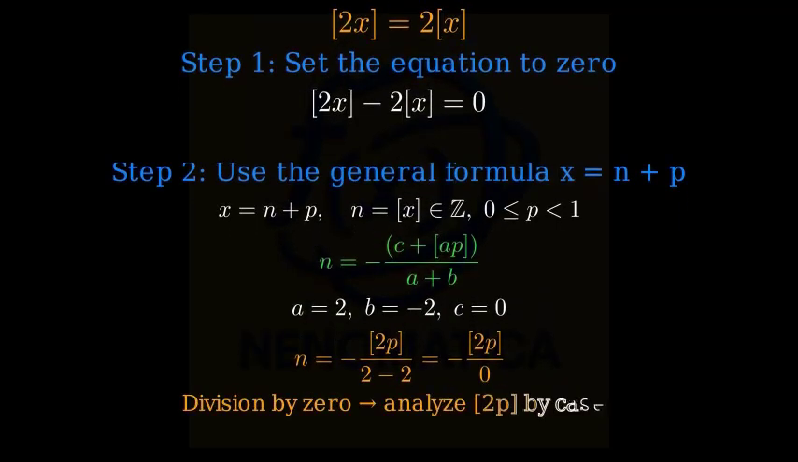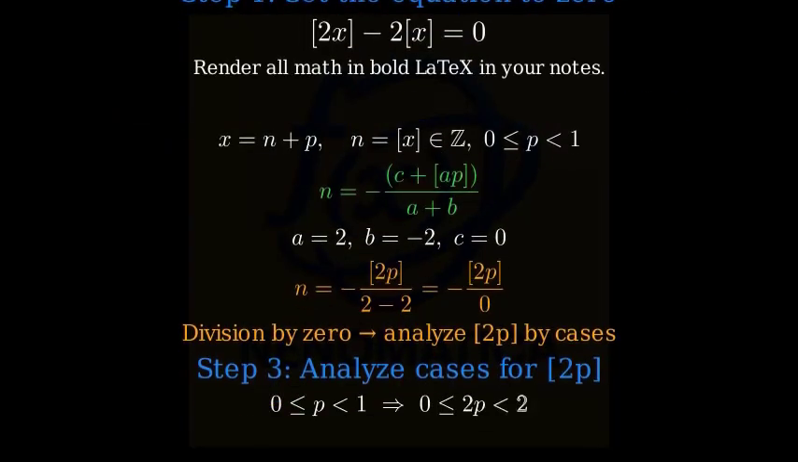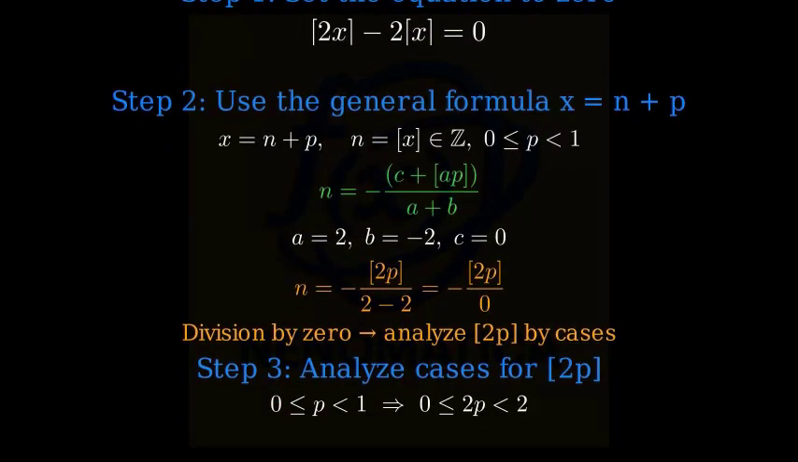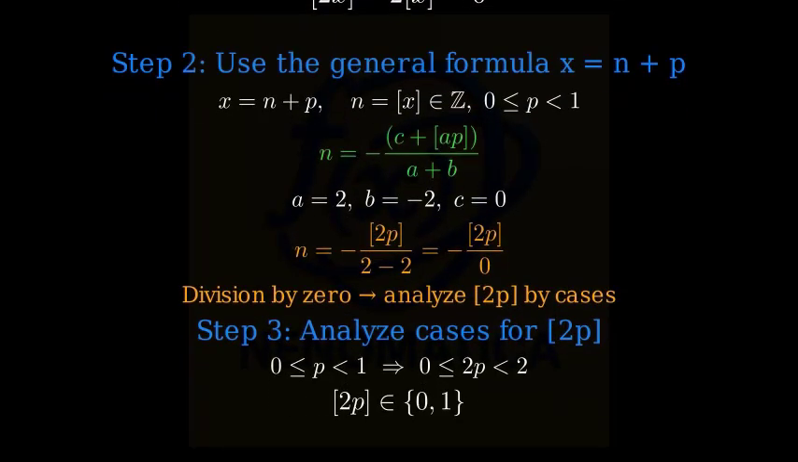Step 3. Analyze the possible values of floor of 2p. Because 0 is less than or equal to p and p is less than 1, 2p is at least 0 and less than 2. Therefore, floor of 2p can only be 0 or 1.